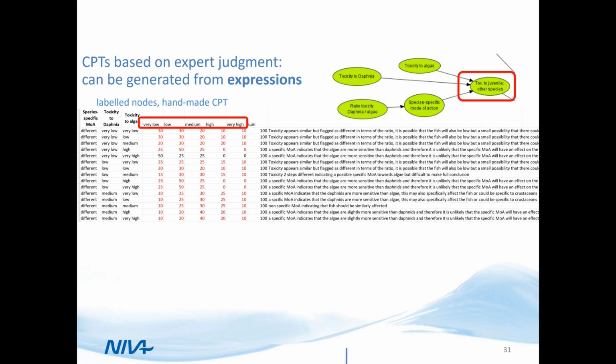And this is just to give you an idea, and this is only a small part of where we were looking at some of the CPTs for the different areas. So this is particularly related to the other taxa. Now this row of data goes significantly down. And I don't really want to go into too much detail here, but for example, you can see where the black text is specified. This is where we have a specific mode of action indicating that the algae are more sensitive than the Daphnia, and therefore it is unlikely that the specific mode of action will have an effect on the fish.